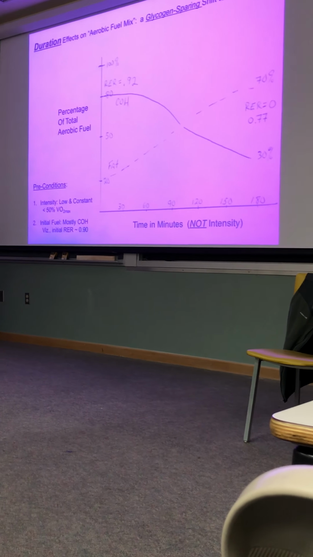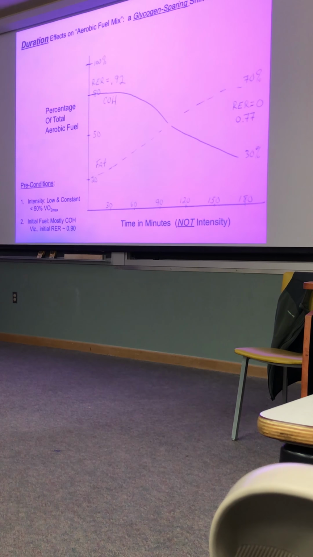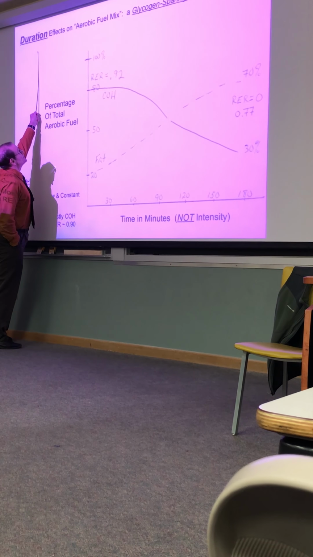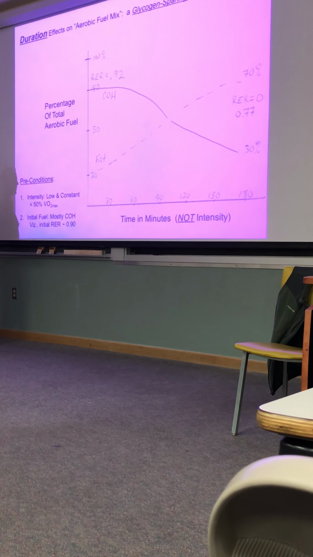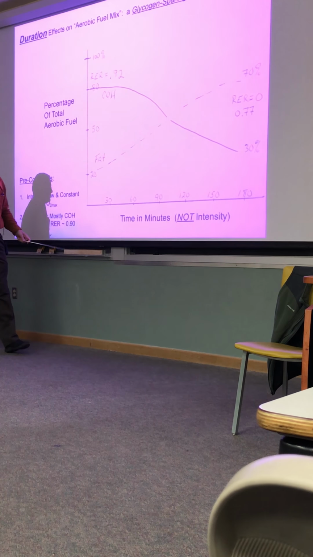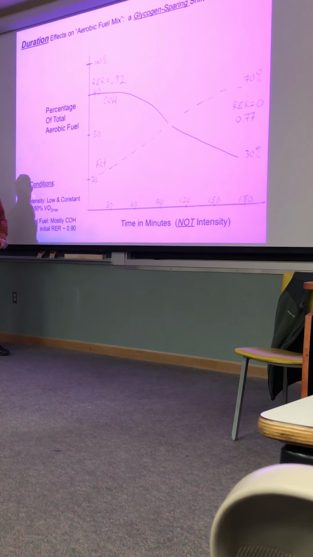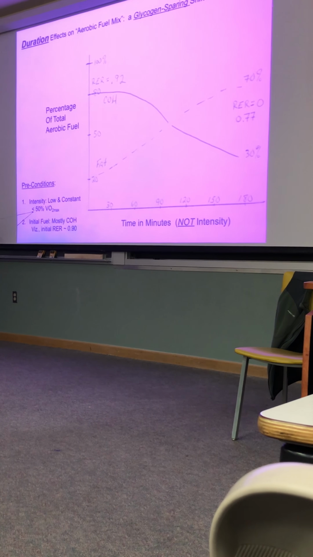That's a little better. So, this last topic, and this will drive you a little crazy at first, but we'll make it better. This is a duration effect when you're doing single load work. And so notice, down here, your x-axis is not intensity, it's not percent VO2 max. It's time at one workload. Also, notice you have to have certain preconditions for this to happen. The intensity of the work has to be low enough that you can cover it with mostly fat metabolism. And then the initial fuel mix has to at least have some carbohydrate.